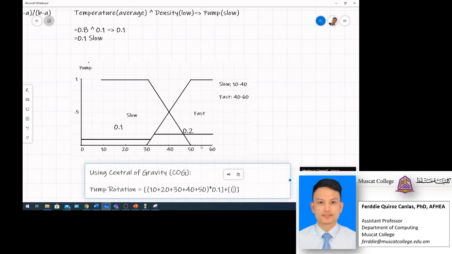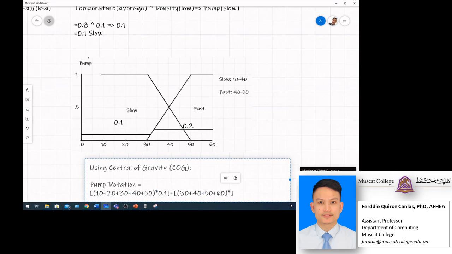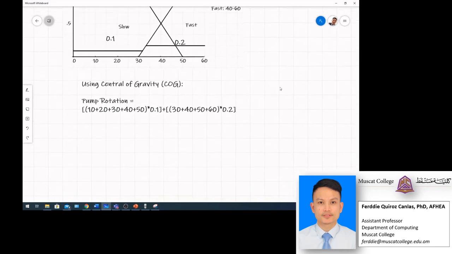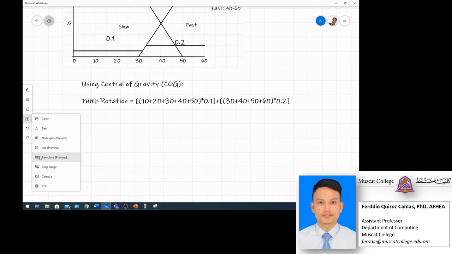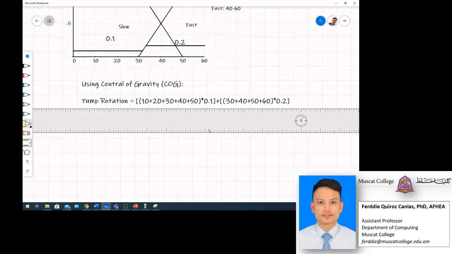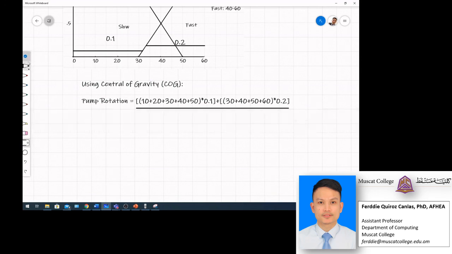So from here up to here would be for fasts. So we have 30 plus 40 plus 50 plus 60 multiplied by 0.2. Okay, so this is the way you calculate it. Then after this, we have to divide this by the number of weights. So we have to divide it by this, right?